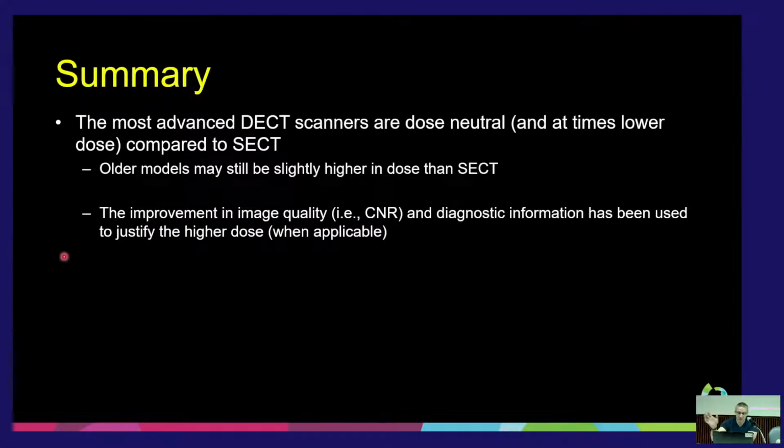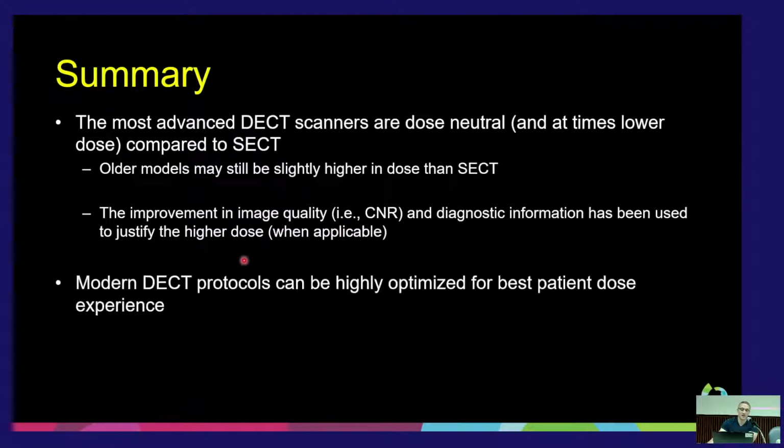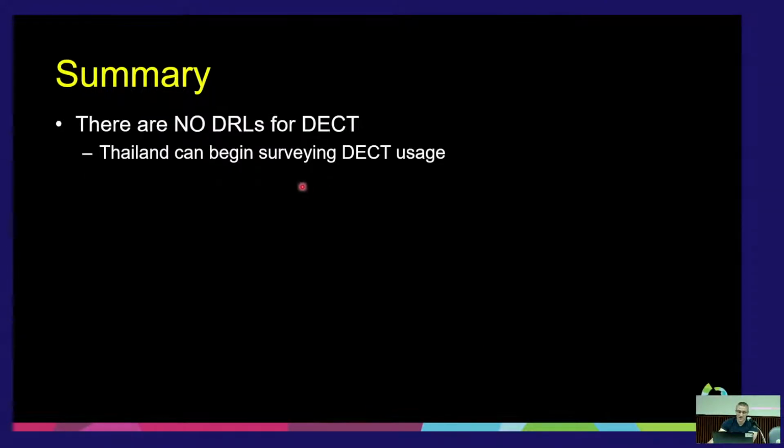So just FYI, the large improvement of contrast to noise ratio using VMIs allows potentially reduced injected iodine doses. And yeah, modern dual energy CT protocols can be highly optimized for best patient dose. Just because we started off talking about DRLs, I should put one comment out there. There is no such thing as DRLs in dual energy CT, but that doesn't mean there can't be. So we really do need to move in that direction.